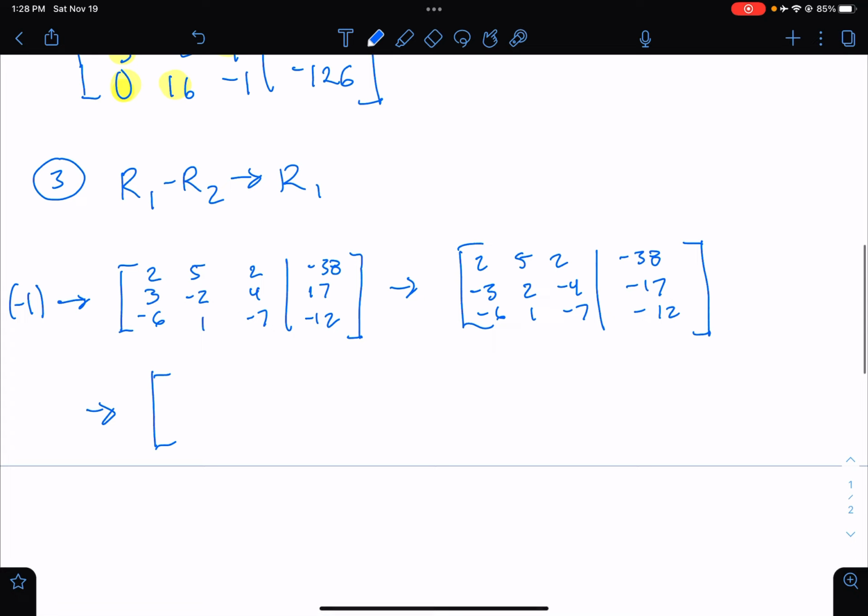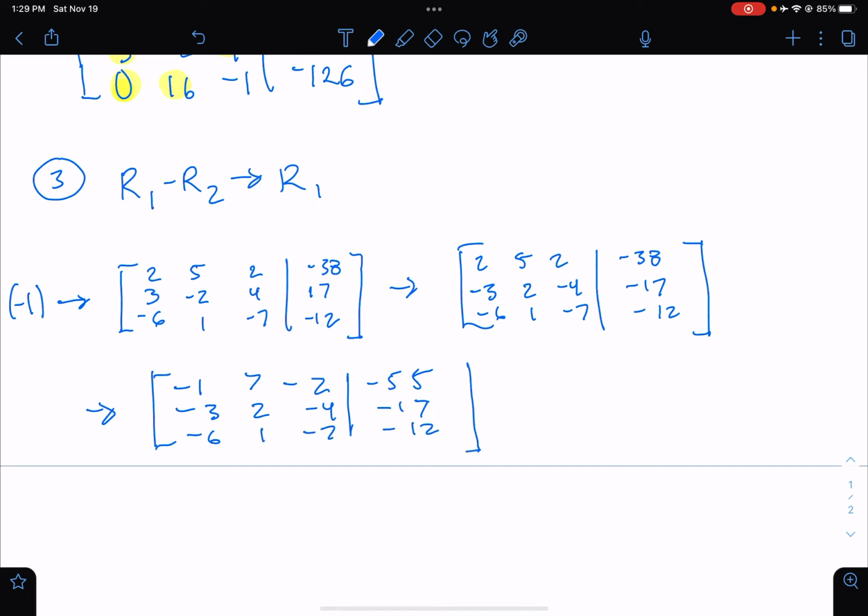So it'll be -3 plus 2 is -1. 2 plus 5 is 7. And then -4 plus 2 is -2. And then -17 plus -38 is -55. And then row 2 and 3 will remain the same. So there's that.